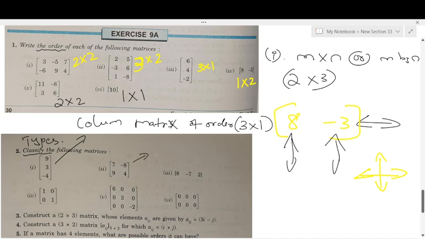Now tell me the next one. When there are equal elements, what do you call? Very good. Square matrix. Square matrix of what order? 2 into 2. Tell me the third one.